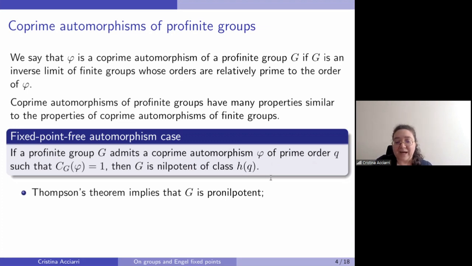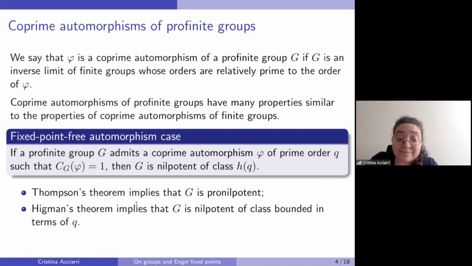Why is this? Just by combining the two theorems of Thompson and Higman. From Thompson's theorem, if you look at the finite quotients, you immediately see that your group G is the inverse limit of nilpotent groups, so it is pronilpotent. And then using the quantitative version, the information extracted from the Higman theorem, you see that G is nilpotent of a bounded class that depends on the Higman function. So this already shows how this phenomenon persists in the profinite context.